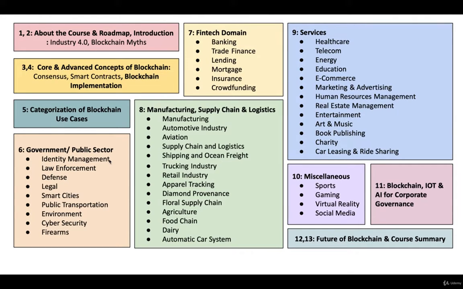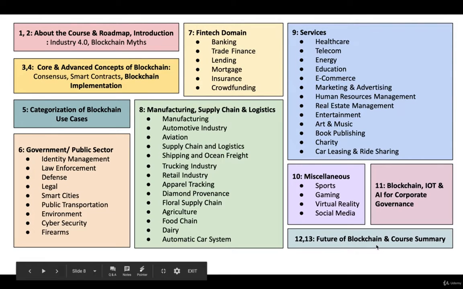Then we'll look at government and public sector, next at the fintech domain, manufacturing and supply chain logistics, then the services, and then a variety of miscellaneous use cases. This will be followed by a brief idea about the combination of blockchain, IoT and AI, which can be used very well for corporate governance. And in 12 and 13, we will look at the future of blockchain.